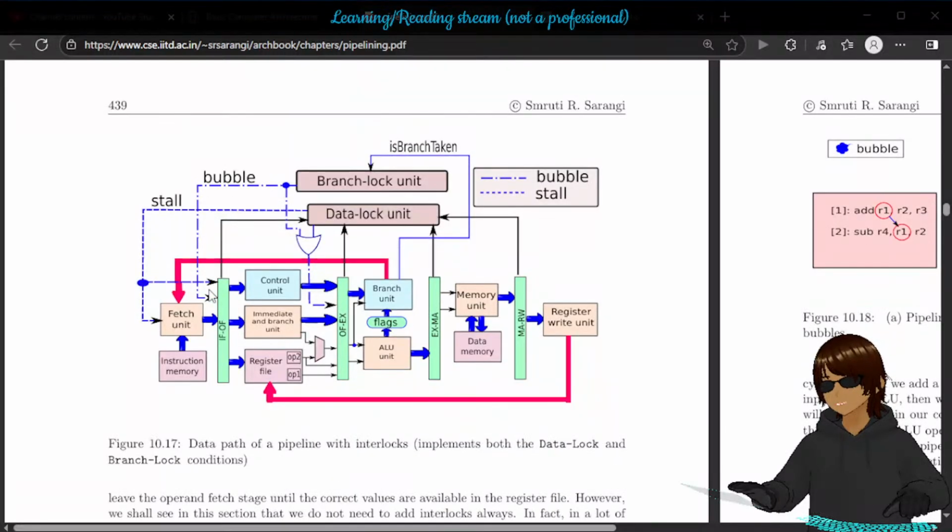Oh, they do show it over here. Data lock, and now we have a branch lock unit. Is branch taken? So a bubble over here, a bubble over here.